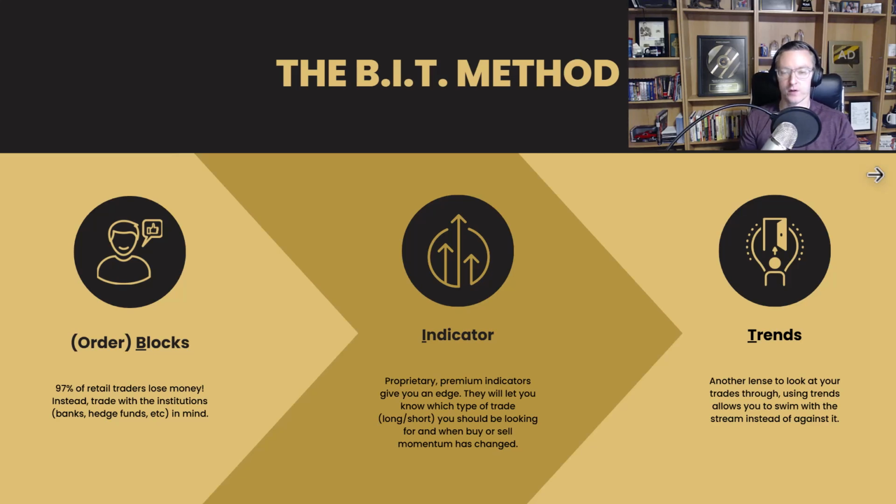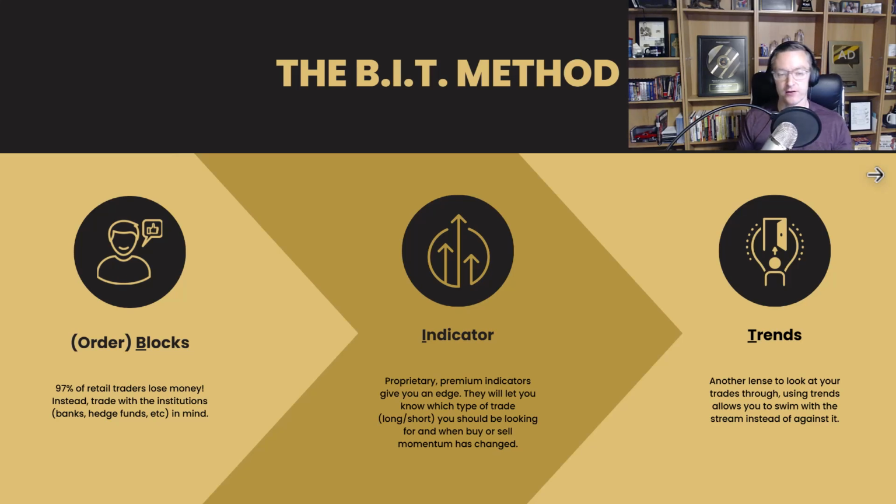So order blocks. What is an order block? An order block is a place where traditionally the price is going to reverse directions. It's basically the areas where major selling or major buying occurs. Now, again, 97% of retail traders lose money.